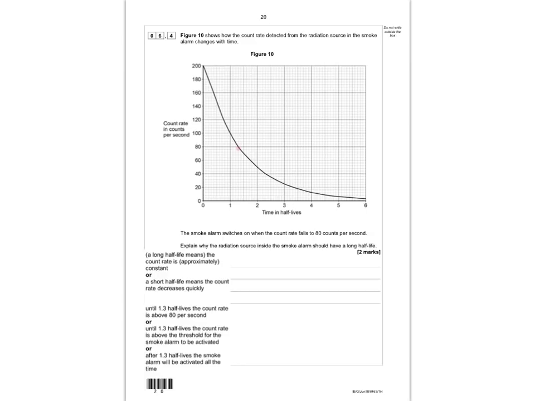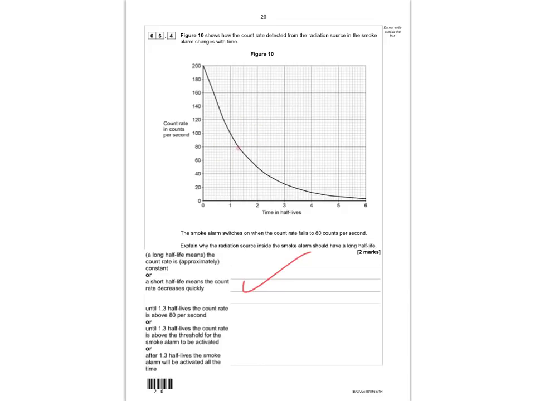So how an examiner would like to answer this question is you get 1 mark for saying one of the top points here, which is for saying either that the long half-life means the count rate is approximately constant, or a short half-life means the count rate decreases quickly. And the second mark is going on about this idea of the 1.3 half-lives required for 80 counts per second, and you can see that here.